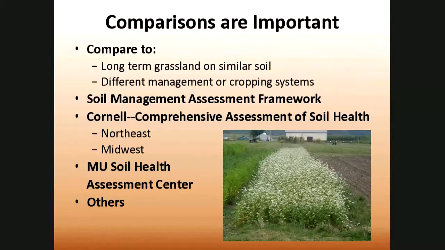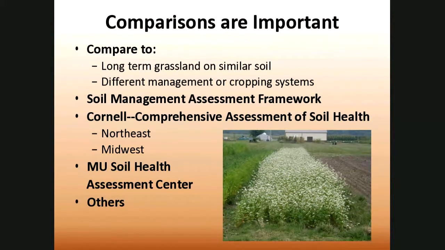So because of that, I think comparisons are really important, at least at this stage. So if you're going to do soil health measurements, I think it's best if you can set up some sort of comparison. So you may want to compare to a long-term grassland that's on a similar soil that you want to test for soil health, or look at a fence row, and then you could look at those as more of a what's the best case scenario for this soil. Or you may want to compare different managements or different cropping systems, figure out what it is that you really want to know and set up a comparison for that.